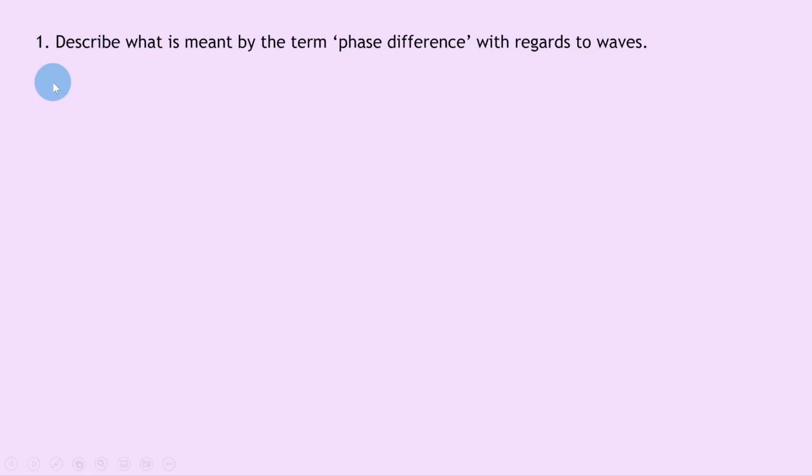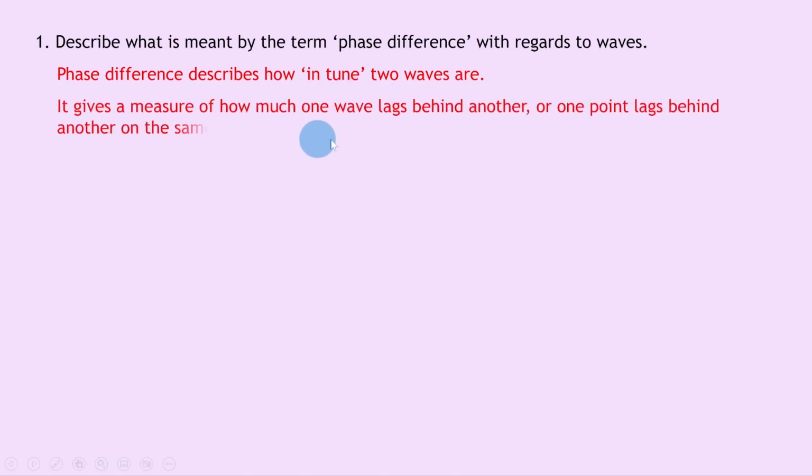So let's get started. Question 1 says describe what is meant by the term phase difference with regards to waves. Well, remember from the notes that phase difference describes how in tune two waves are. And we can say that it gives a measure of how much one wave lags behind another, or one point lags behind another on the same wave.